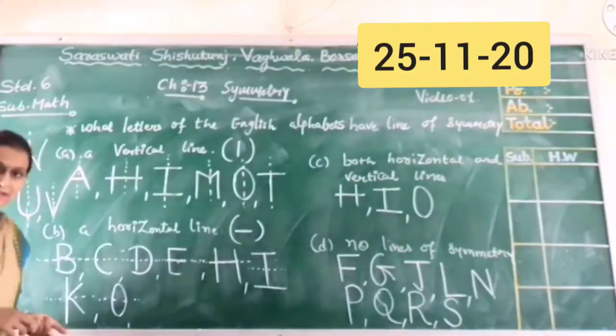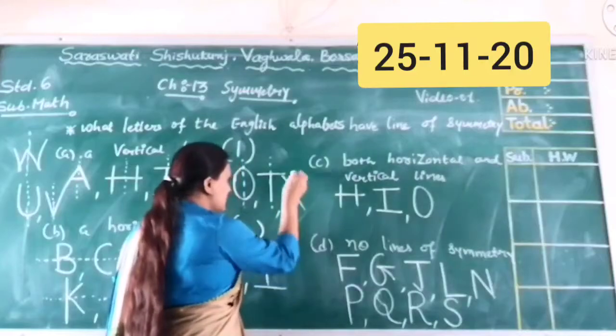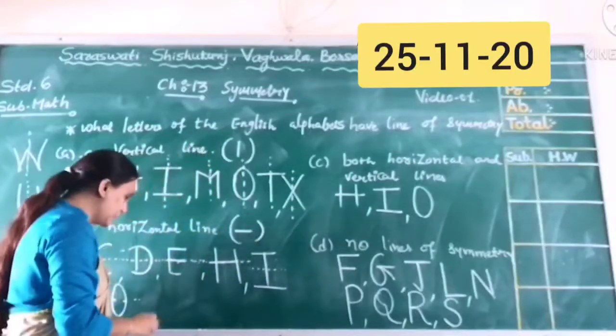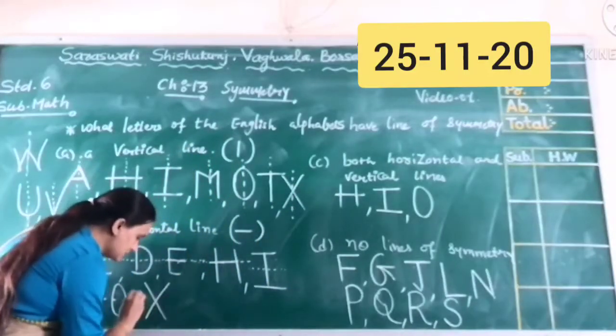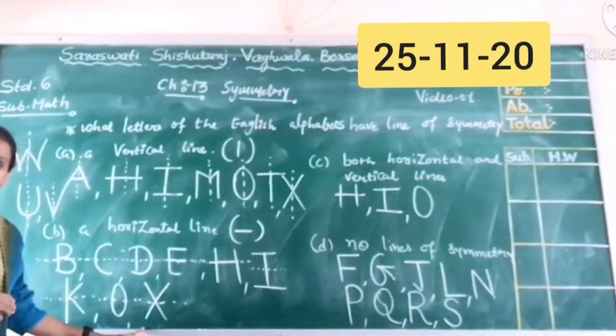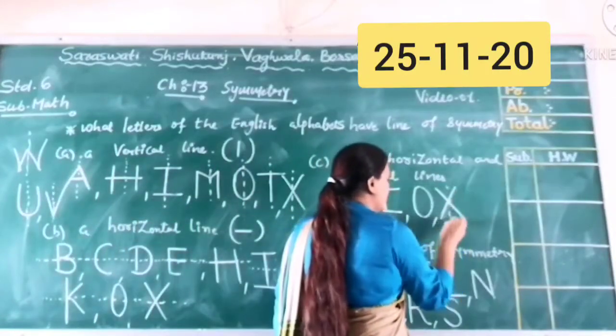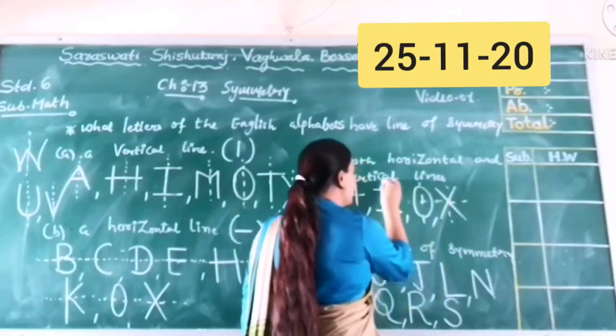Then after that X. After drawing X, we can see that it has a vertical line of symmetry. Okay. And also it has a horizontal line of symmetry. So letter X has both lines of symmetry. So X will come in both horizontal and vertical. Here you can see both lines of symmetry.